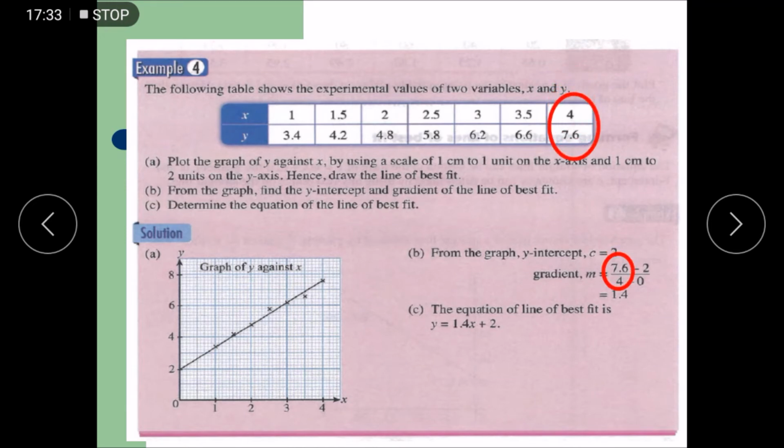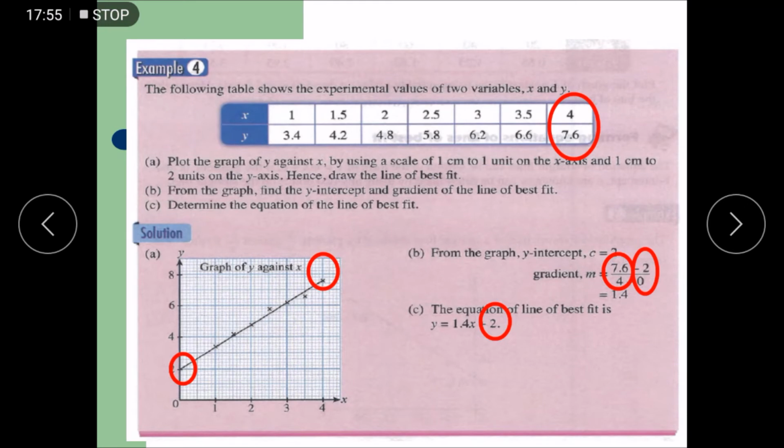Now next we will see example 4 that is in the textbook, on what I mean by using the point for the gradient. In example 4, they give you the table, but when they plot it out, of the 7 points, the line only touches 5 points. So there are 2 points that are not touched, the ones up and down here.